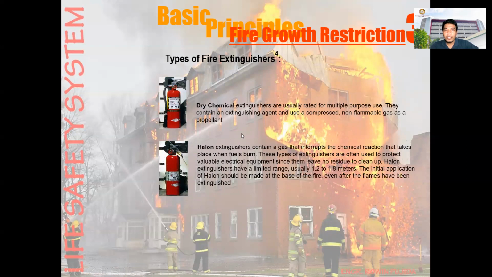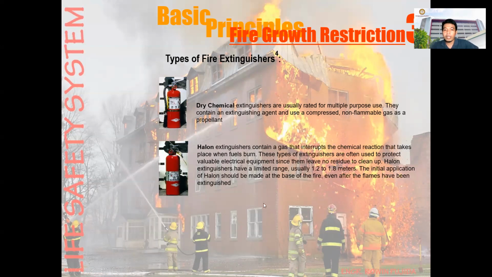Next is the halon extinguisher. It contains a gas that interrupts the chemical reaction that takes place when the fuel burns. This type of extinguisher is often used to protect valuable electrical equipment since it leaves no residue to clean up. Halon extinguishers have limited range, usually 1.2 to 1.8 meters only. So the initial application of halon should be made at the base of the fire, even after the flame has been extinguished.